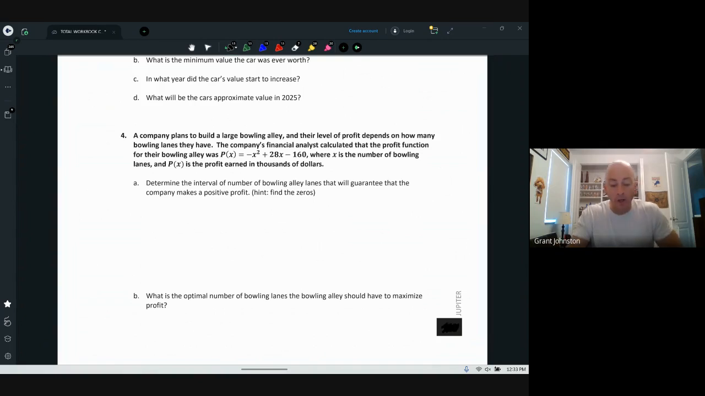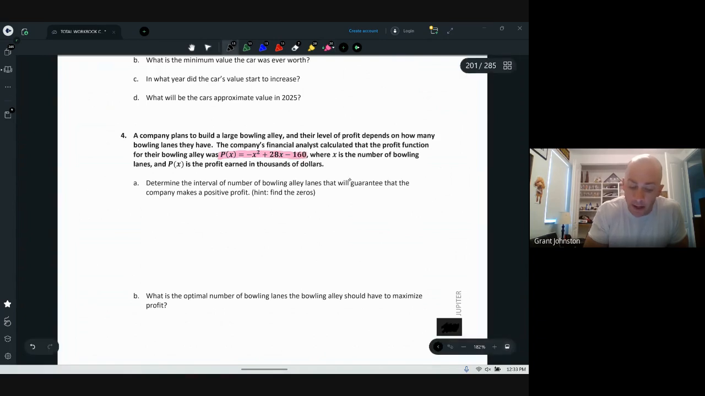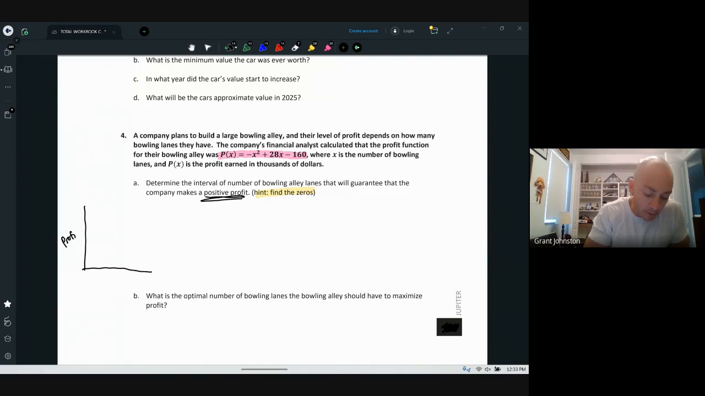So we're talking about building a bowling alley with a different number of lanes, and the profit is based off of that function. A wants to determine the interval that guarantees the company makes a positive profit. It does say find the zeros as a hint. So basically, I already sketched this just so that we're clear: this could be profit, and this could be lanes.